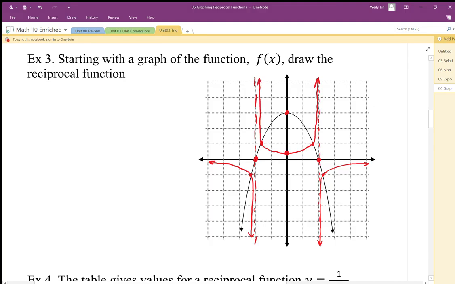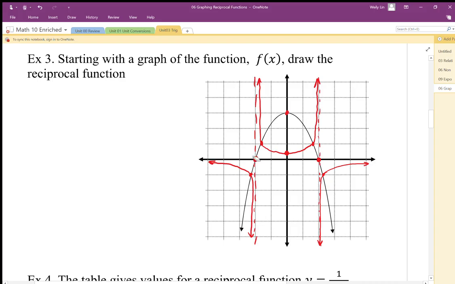So as this graph goes towards 0, the reciprocal graph goes up to infinity, because essentially we're dividing by 0. It's going to get bigger and bigger. Okay, we're dividing by 0 from the negative side. It's going to go down towards -infinity. So these are the key points then.